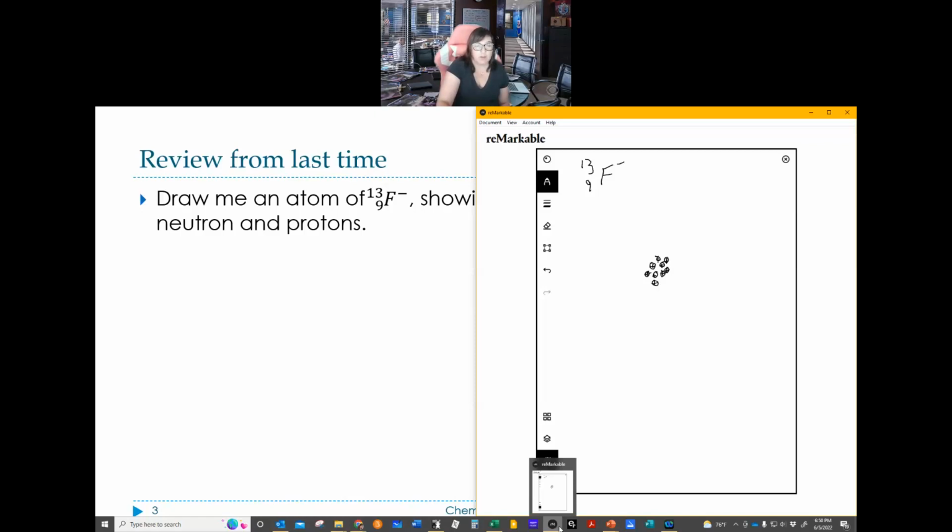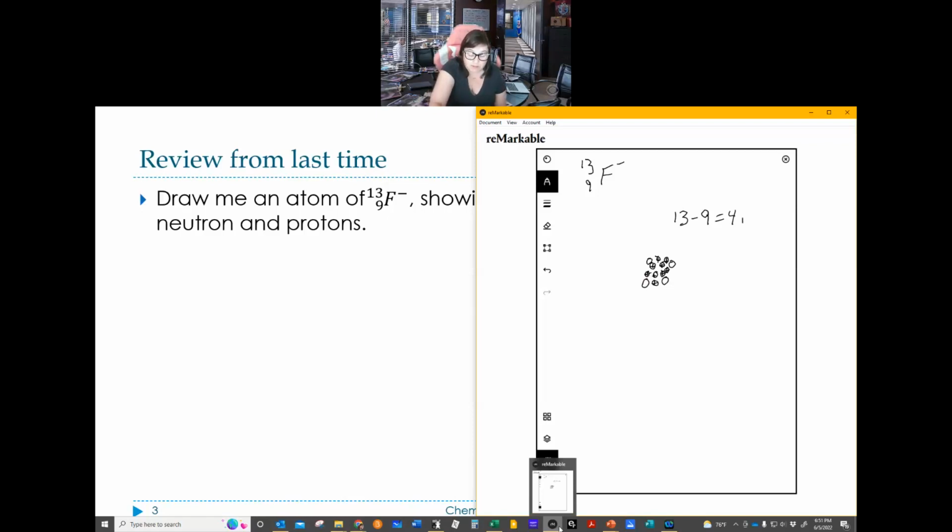Now, I need to know how many neutrons that I have in this particular molecule. Remember that we take the mass number, 13, subtract the number of protons, and that'll give me the number of neutrons that I have. And that gives me 4 neutrons in this particular species. So I'm going to draw 4 neutral particles, just randomly around that. It doesn't really matter where I put them. So it's not an accurate depiction of what this thing looks like.